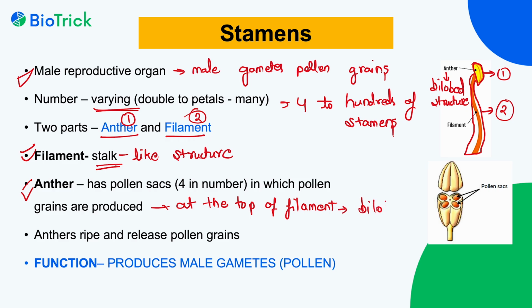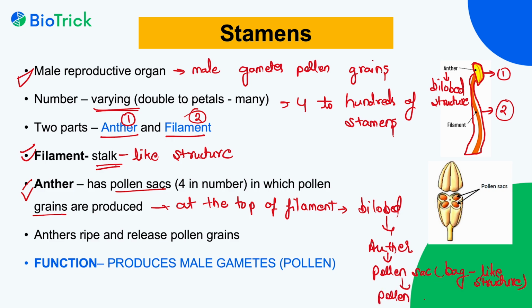It is bilobed in nature and it holds pollen sacs which have pollen grains. Anther has pollen sacs, or we can say bag-like structures which have pollen grains. So anther helps in holding the pollen grains. Anther is the structure where pollen grains form and get stored. You can see here, these are 4 pollen sacs, or bag-like structures, in the anther.